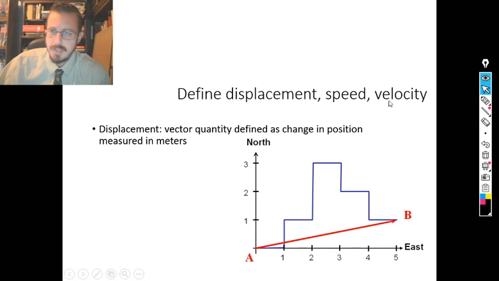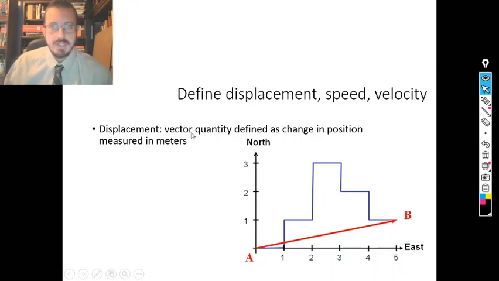All right, define displacement, speed, and velocity. Let's just jump right into it here. So displacement, that's a vector quantity, and it's defined as a change in position, and we measure it in meters. There's a lot embedded within this definition. We haven't really talked about what it means to be a vector versus a scalar. That's a really big idea that's going to remain with us throughout the course, and we'll deal with it explicitly in its own right, in a subsequent video.